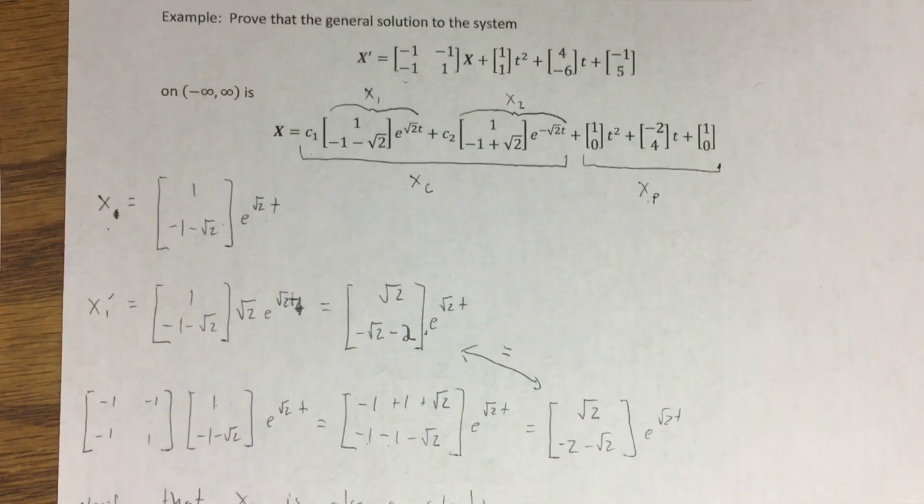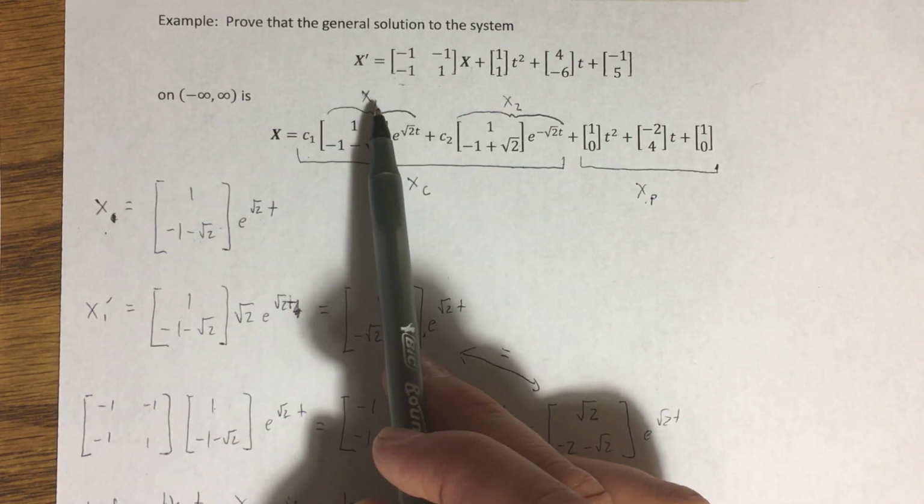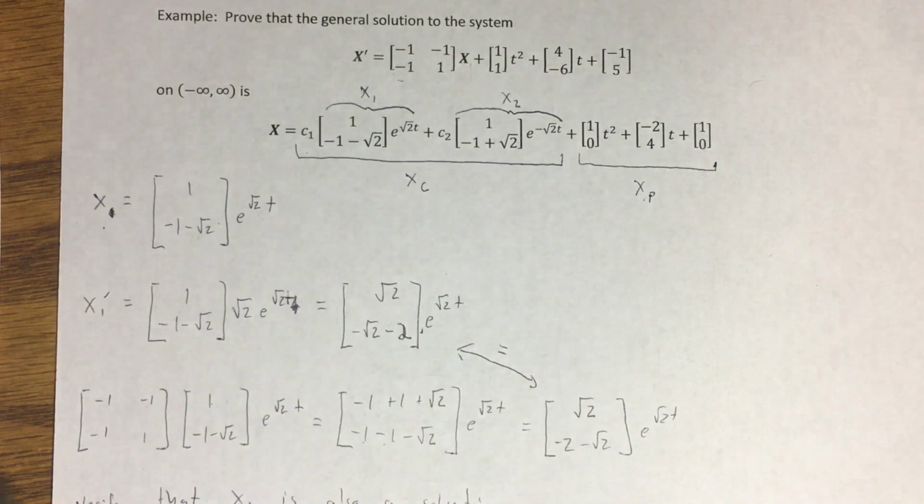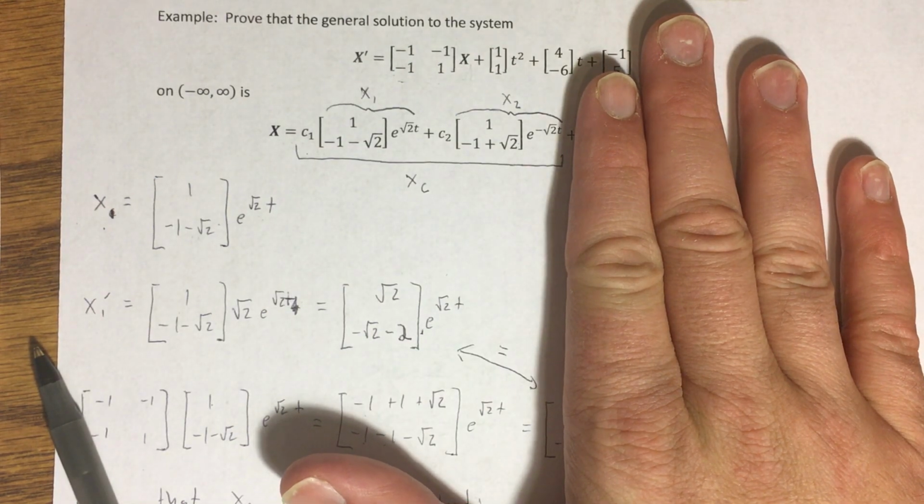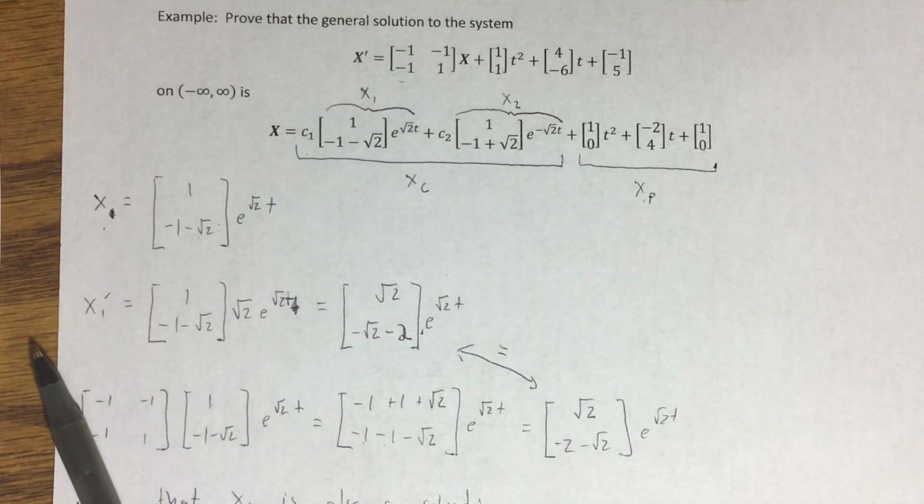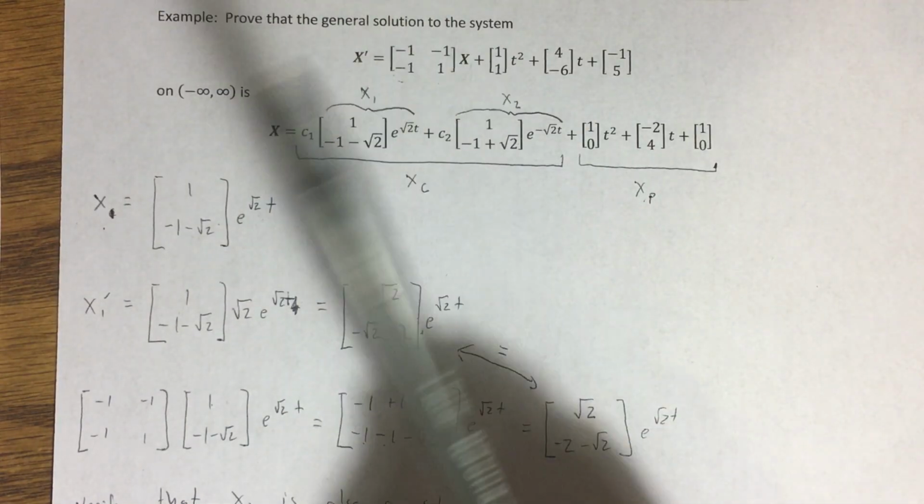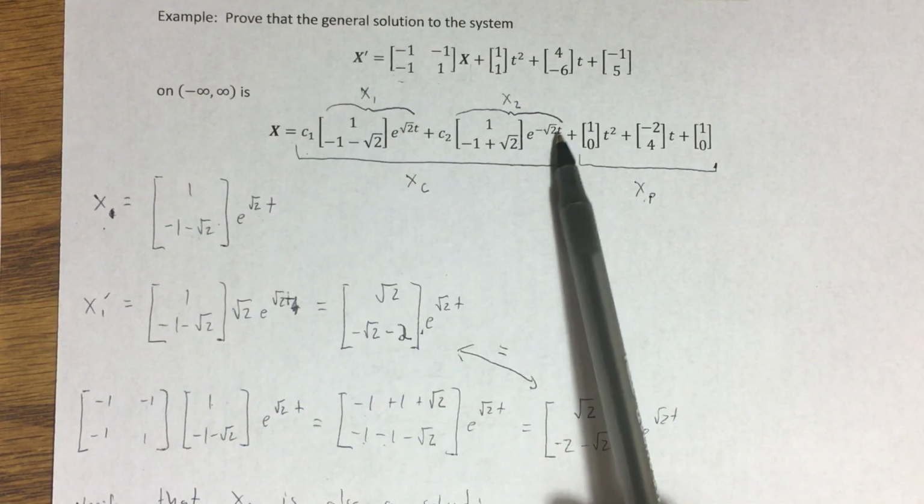So what that tells me is that all linear combinations of those solutions, x1 and x2, so just this part of our solution, form the general solution for the associated homogeneous linear system up here. And that's kind of the first step. That means that we do in fact have a complementary solution here.